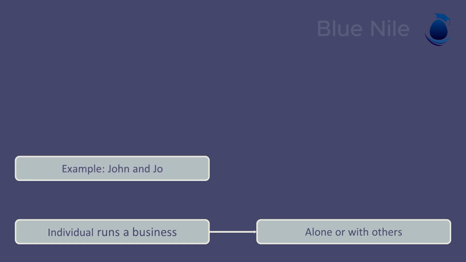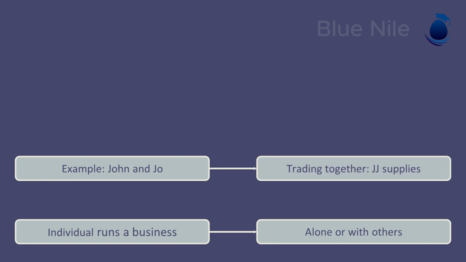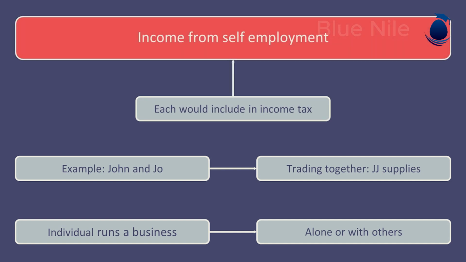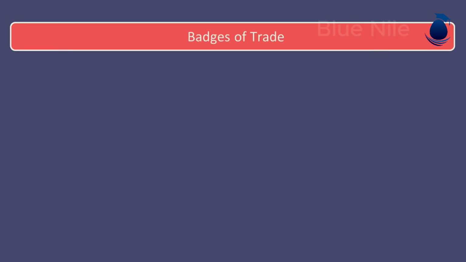For example, John and Joe work together, trading as GG Supplies. This would be a partnership, and each of John and Joe would need to include income from self-employment when calculating their income tax. Before we think about the calculations we will need to do, the first thing to consider is whether there is a trade at all. It's not an exact science, and each MRC will use what is known as the badges of trade to make a judgment as to whether there is a trade being carried on, and therefore trading income that should be taxed.